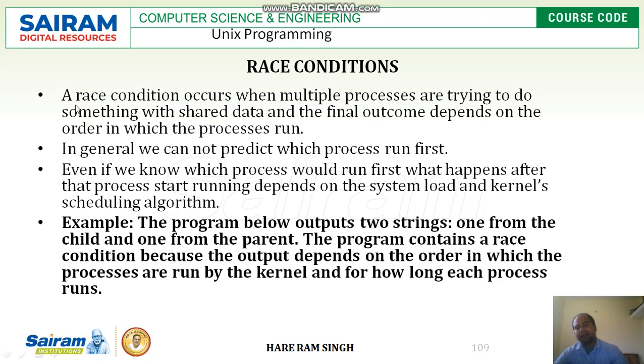So I'll go with the line. A race condition occurs when multiple processes are trying to do something with shared data. More than one process trying to do something to shared data is called a race condition. And one more condition is that the final outcome depends on the order in which the processes run. Which process will access or modify the shared data is not predictable. That depends on how the processes are running.